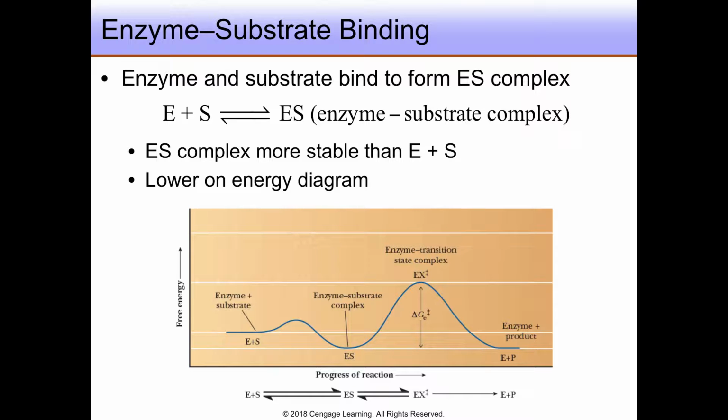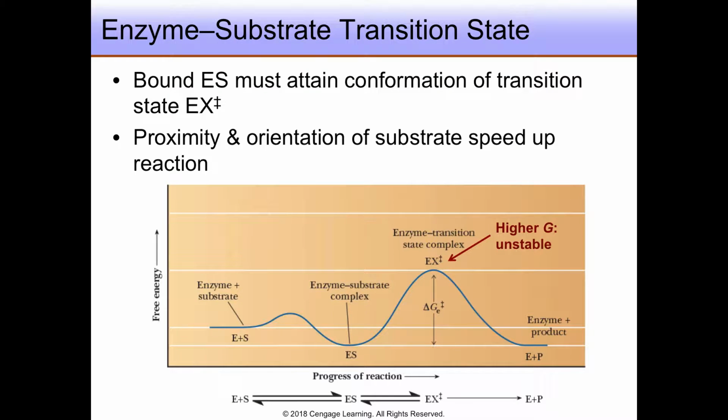Notice on the energy diagram that the ES complex is more stable, at a lower energy level than that of the unbound species. As the reaction proceeds, there is a much larger energy hill, the activation energy required to reach the catalytic transition state. Keep in mind that the higher the energy hill, the more unstable the species.